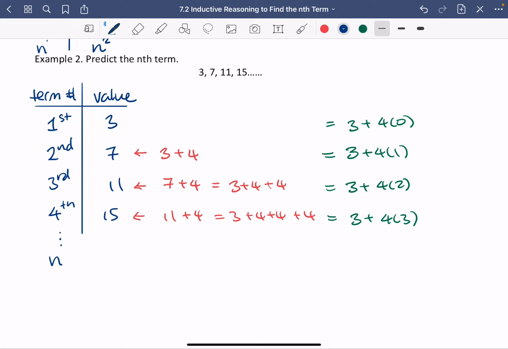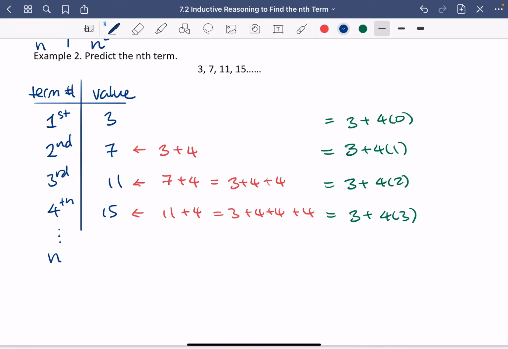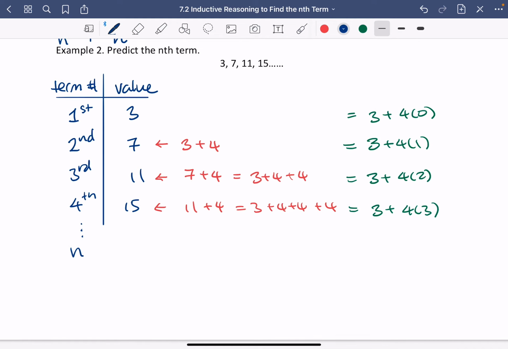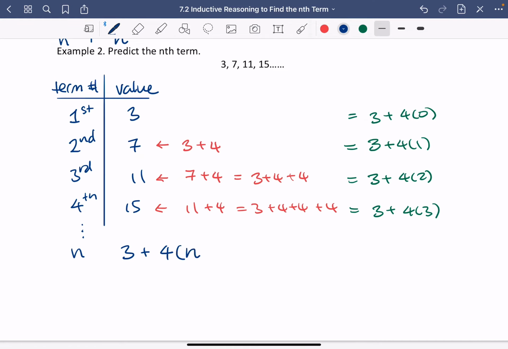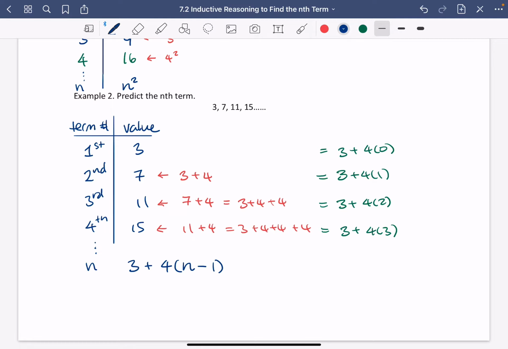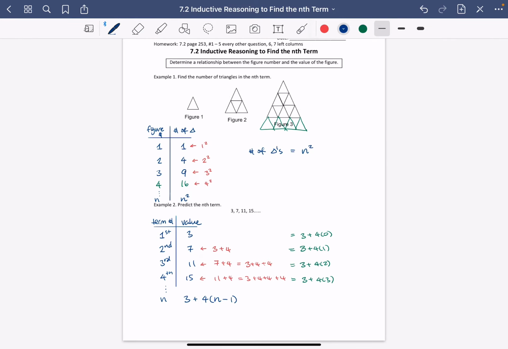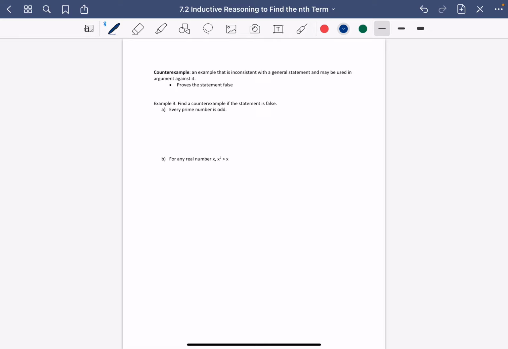Okay, so let's write down an equation for the nth term. Okay, remember the first term is always 3, and then plus 4 times by something we don't know, 4 times by a number. And this number is always 1 less than the term number. And the term number is n. If we have 1 less than n, it's n minus 1. All right. Let's move on to the next page.